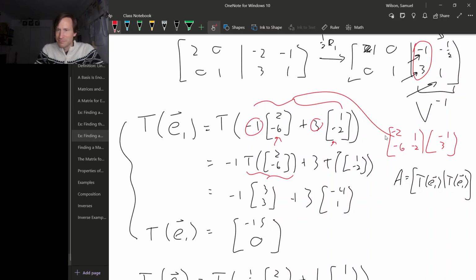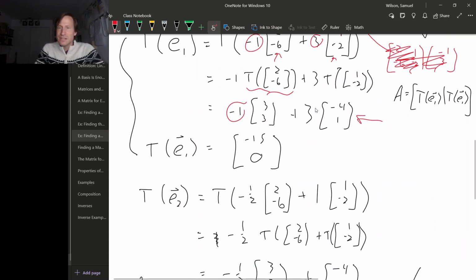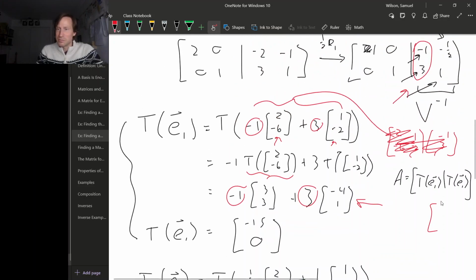I'm sorry, back up. That's not what I meant. Look here, this is what we want. These two coefficients, that's the first column of V inverse up here, so minus 1 and 3. But what are they multiplied by? They're multiplied by these two vectors, and then added. So it's as if we're multiplying the vector (minus 1, 3) on the left by the matrix with columns (3, 3) and (minus 4, 1).